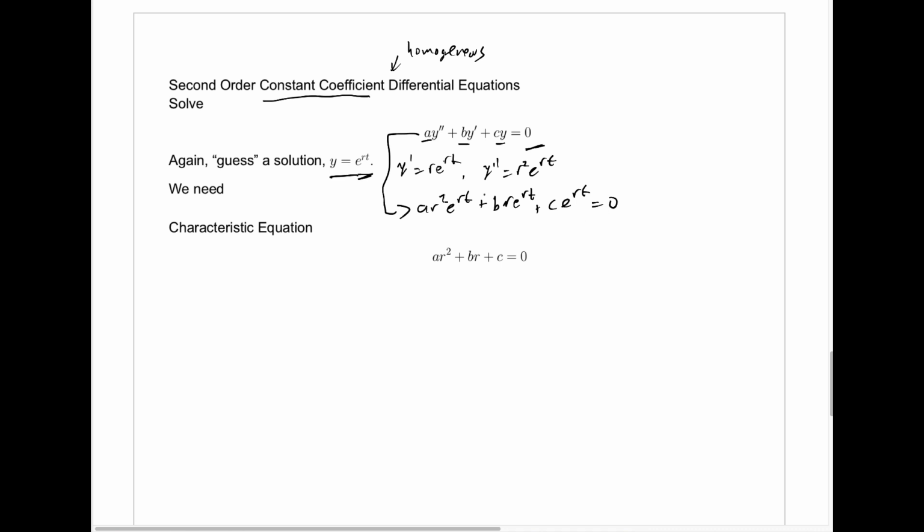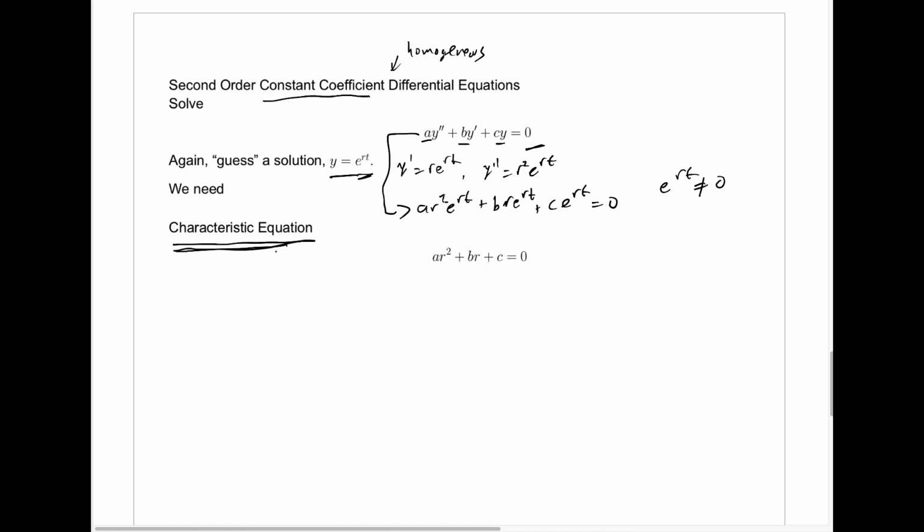So our differential equation here, when we plug in this function y equals e to the rt, gives us this equation. Now you notice e to the rt appears in all of these terms, and e to the rt is never 0. So I can just divide through by e to the rt, and what I'm left with is this quadratic equation, ar squared plus br plus c, and we give that equation the name, the characteristic equation.